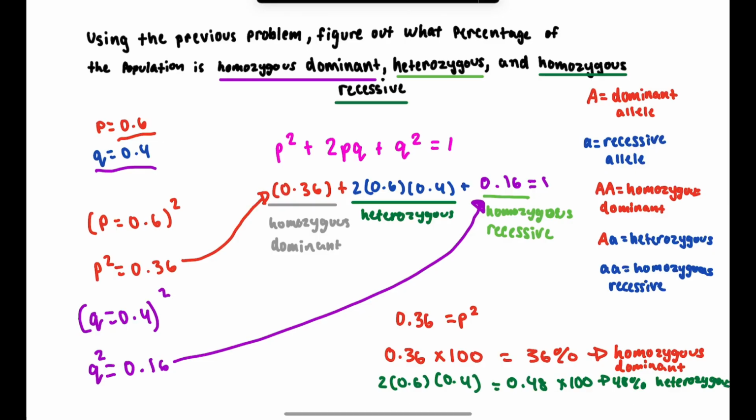And lastly, we know that the last part of the equation, 0.16, represents the percentage of the population that is homozygous recessive. So you multiply this by 100 to put it as a percentage, and you get that 16% of the population is homozygous recessive.